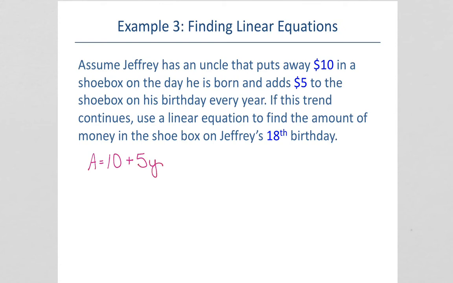There we go. There's our equation. The y-intercept would be 10. The slope would be 5. And then it says, find the amount on his 18th birthday. So we would take this equation and plug in 18 for the number of years. There'd be $100 in the account on his 18th birthday.